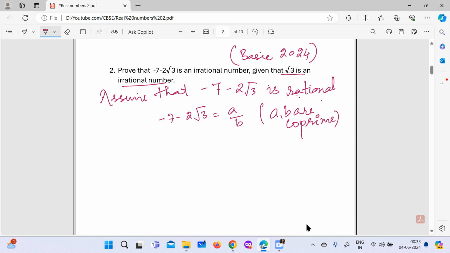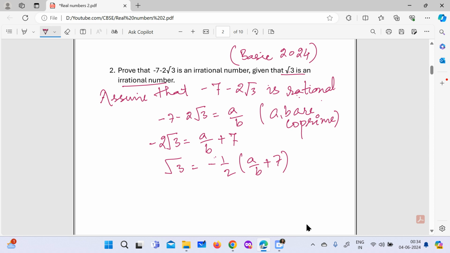Okay, now let's make root 3 the subject. So we transpose it. Hence, minus 2 root 3 equals A over B plus 7. And then you can have it like this: root 3 equals minus 1 over 2 times A over B plus 7. Right. Now see, here root 3 is equal to minus 1 over 2 A upon B plus 7.